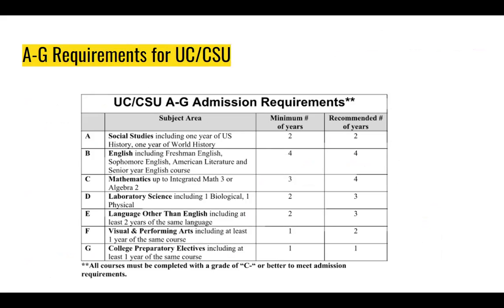So for the CSUs, the minimum is typically fine, except for maybe the Cal Polys. But for the UCs, they want to see the recommended. Now, do you have to meet the recommended number in every single category? No. But you need to be doing above and beyond the minimums in at least a few of the areas. So a lot of people are like, oh, they recommend 2 VAPAs, I only have 1. That's okay. You have 4 sciences, right? So it's like a balancing act.